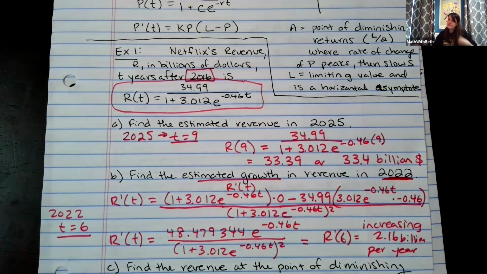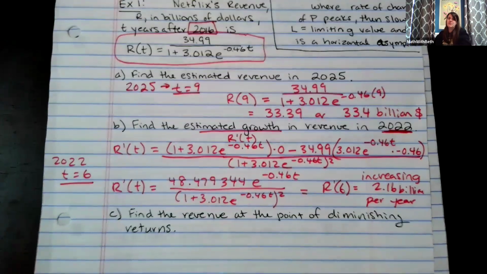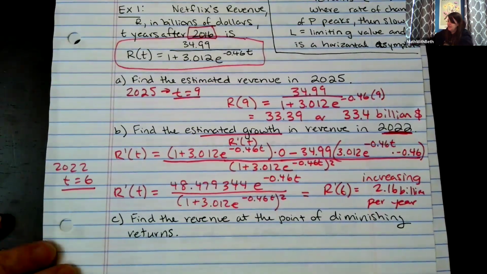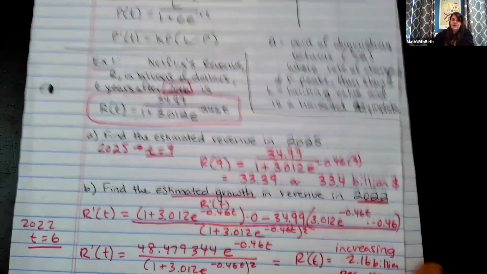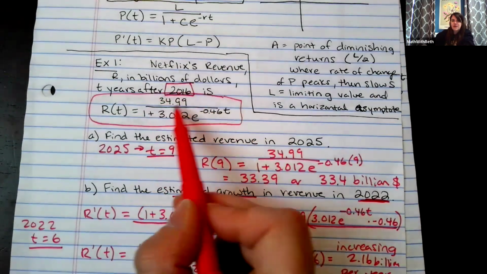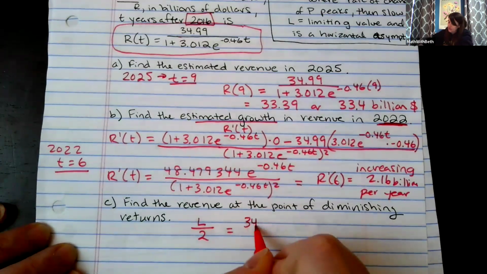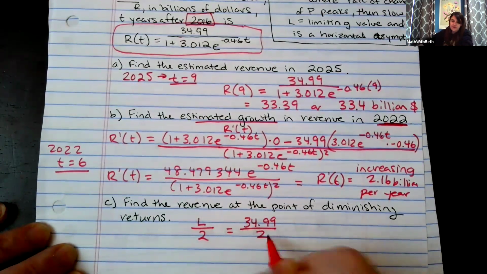Okay, and then finally, find the revenue at the point of diminishing returns. That's a lot easier because remember, that is really just the limit divided by 2. And so our limit, even though they never told us, we can tell just by looking at the equation because it must be that number on top. So we just need to do 34.99 divided by 2.